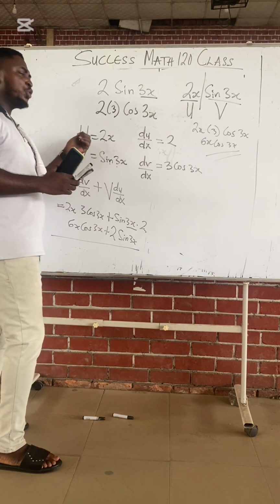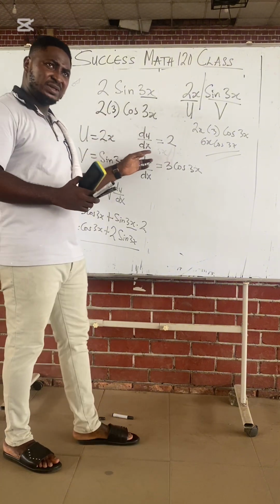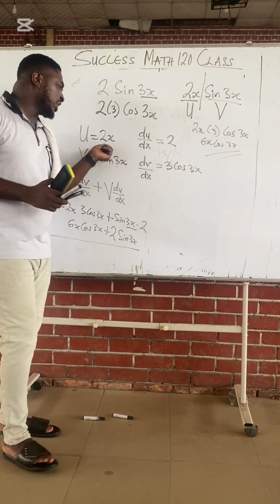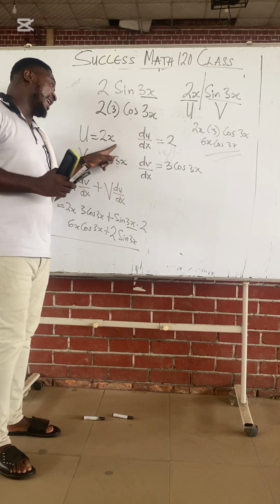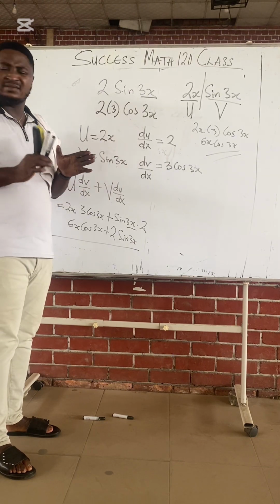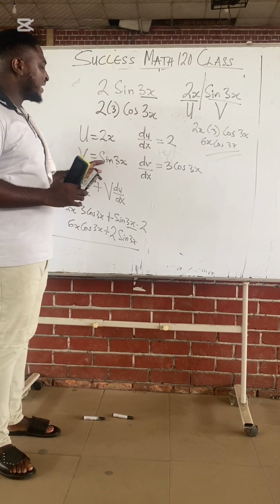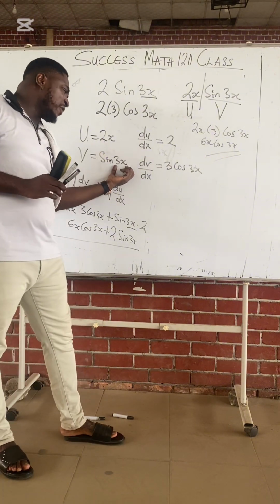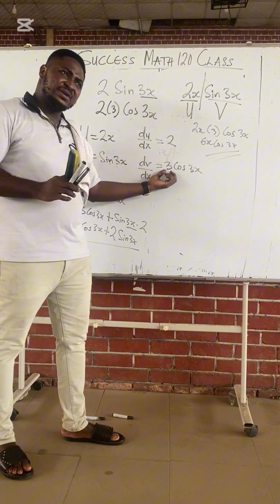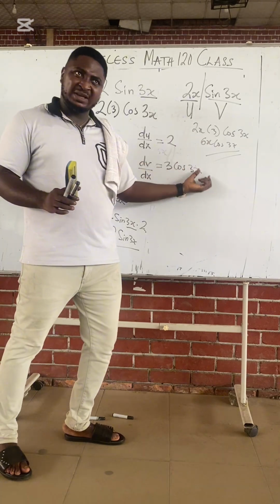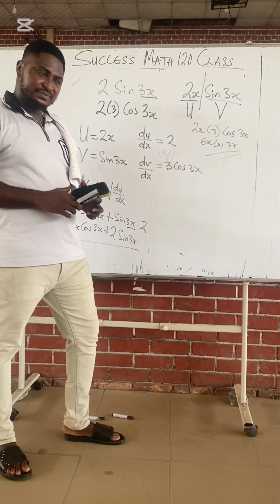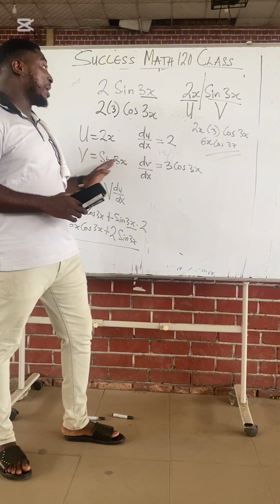Now differentiate u with respect to x, you have du dx is 2. Anytime you differentiate a number and x, the x will go, the number will remain. Now differentiate sine 3x. First of all, focus on this 3x. Differentiate 3x, you have 3. Sine changes to cos, then repeat the 3x in front again. Better? Now you have u, you have v, you have du dx, you have dv dx.